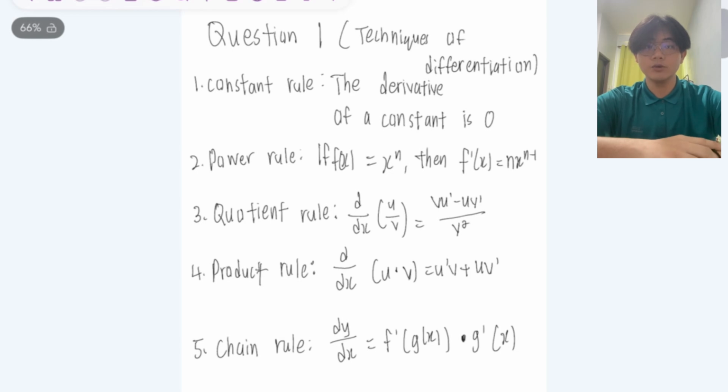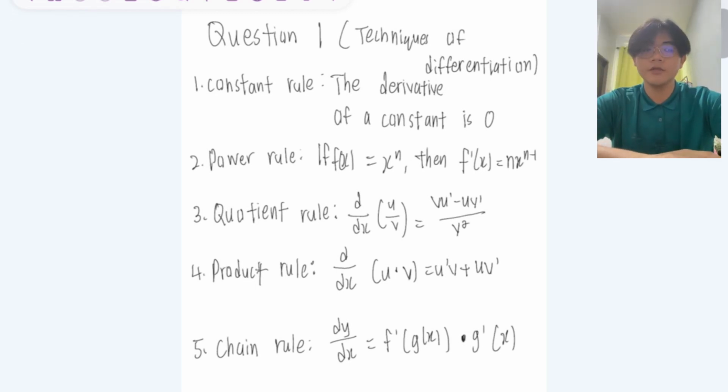First of all, constant rule. Constant rule is always used when differentiating a function where the term being differentiated is a constant. So, the derivative of a constant is always 0. Secondly, the power rule. The power rule is usually used to find the derivative of a function where a variable is raised to a power, as an example, a constant exponent. And the formula for it is f(x) equals x to the power of n, and f prime x will become n x to the power of n minus 1.